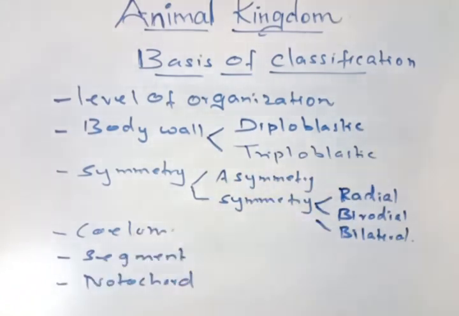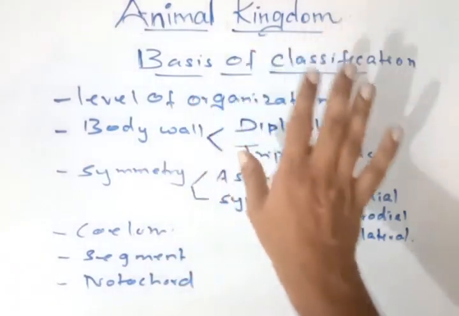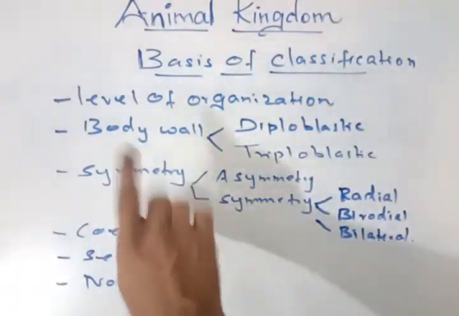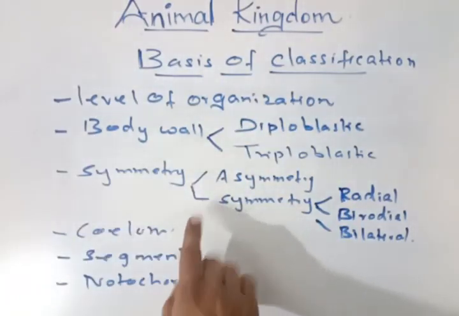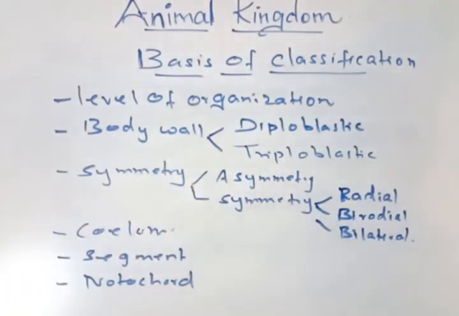So based on all these fundamental features, scientists have classified the animals. On what basis are the animals classified? Based on level of organization, body wall, symmetry, coelom, segmentation, and notochord. On this basis scientists have classified animals into different phyla. Is that clear? Right. Today we are going to concentrate only on the first part, that is level of organization, and how animals are classified on that basis.